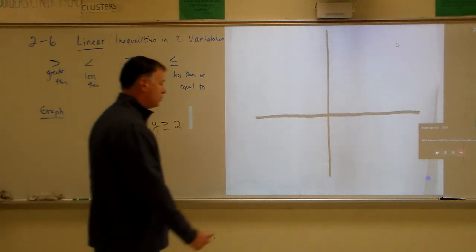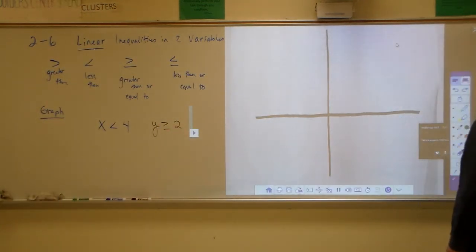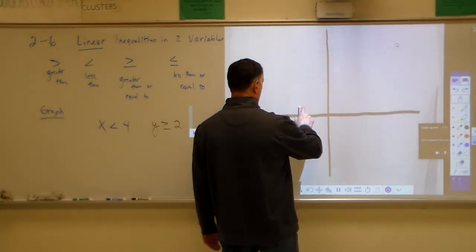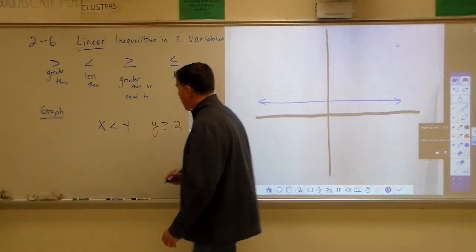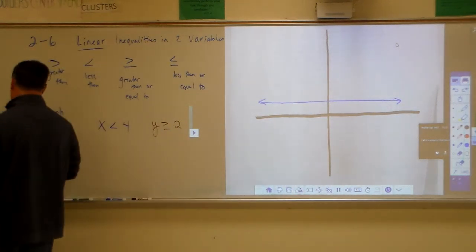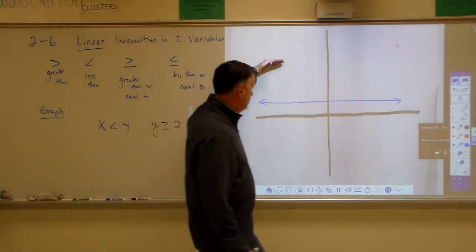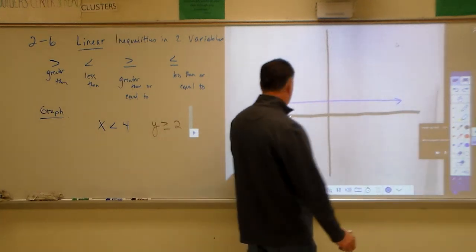Okay, so what kind of a line is y equals 2? Y equals 2 is a horizontal line through 2. 1, 2. Horizontal line through 2. Now, I want it to be greater than or equal to 2. So where is it greater than or equal to 2? Above the line. And notice it's greater than or equal to, so a solid line is okay.